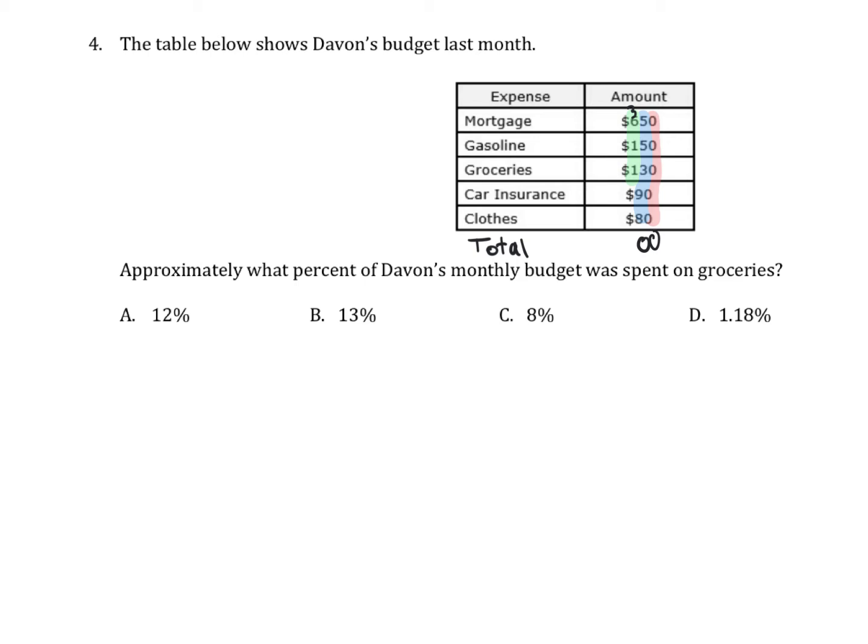So now we're going to do this column. 3 plus 6 is 9. 9 plus 1 is 10. 10 plus 1 is 11. So we end up getting $1,100 as our total.